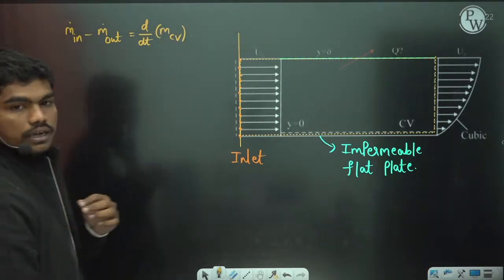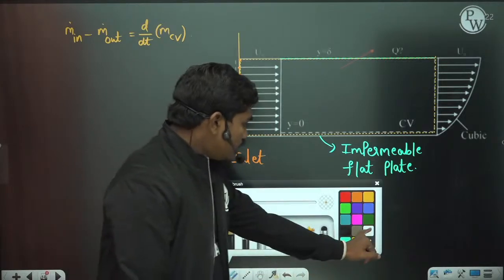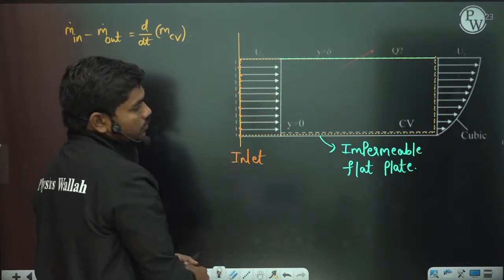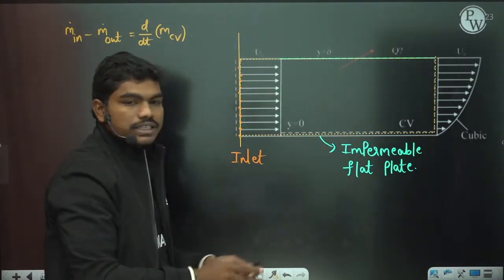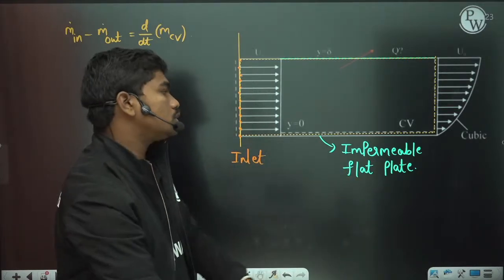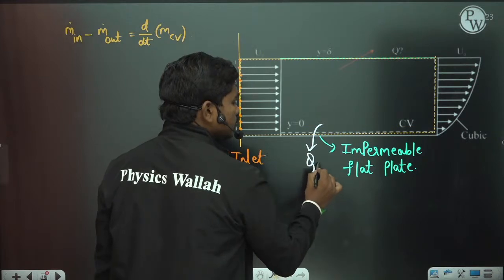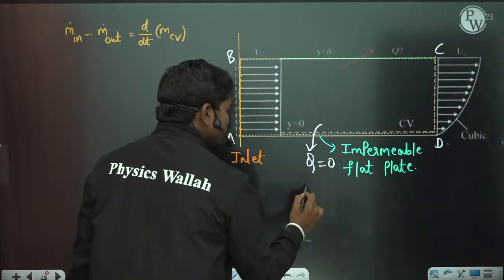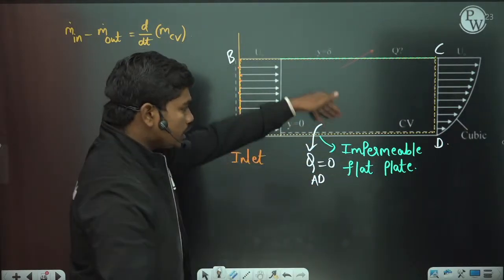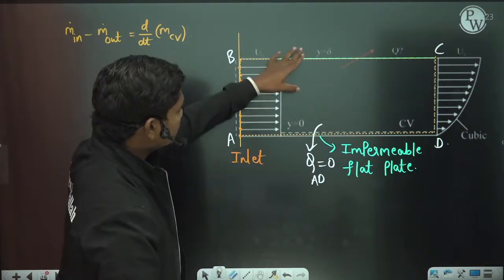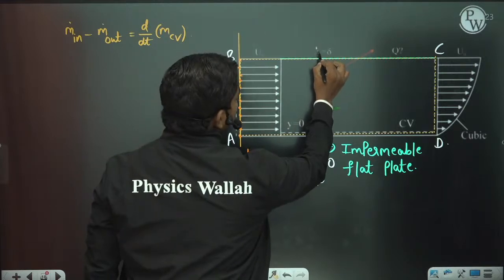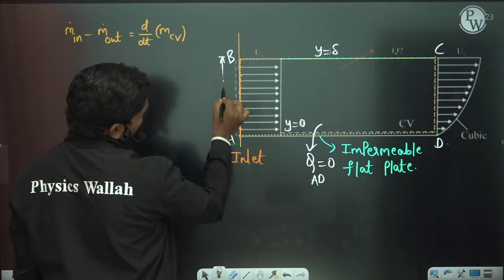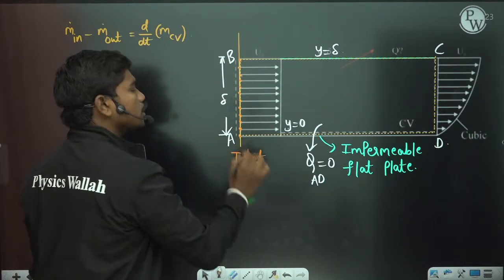Now let us try to understand one thing. This is the only face through which mass is flowing in, correct? And obviously this is an impermeable flat plate, means this plate cannot allow any fluid to flow through it. So definitely the discharge along this face is 0. Let us name these points A, B, C, D for example. Then discharge along this face AD is 0 because this is completely closed. Now this gap is given as delta, because this line is y equal to delta and this is y equal to 0. So delta is some thickness which we don't know, it's just some geometrical thing. Delta is the height of the flow, for example.